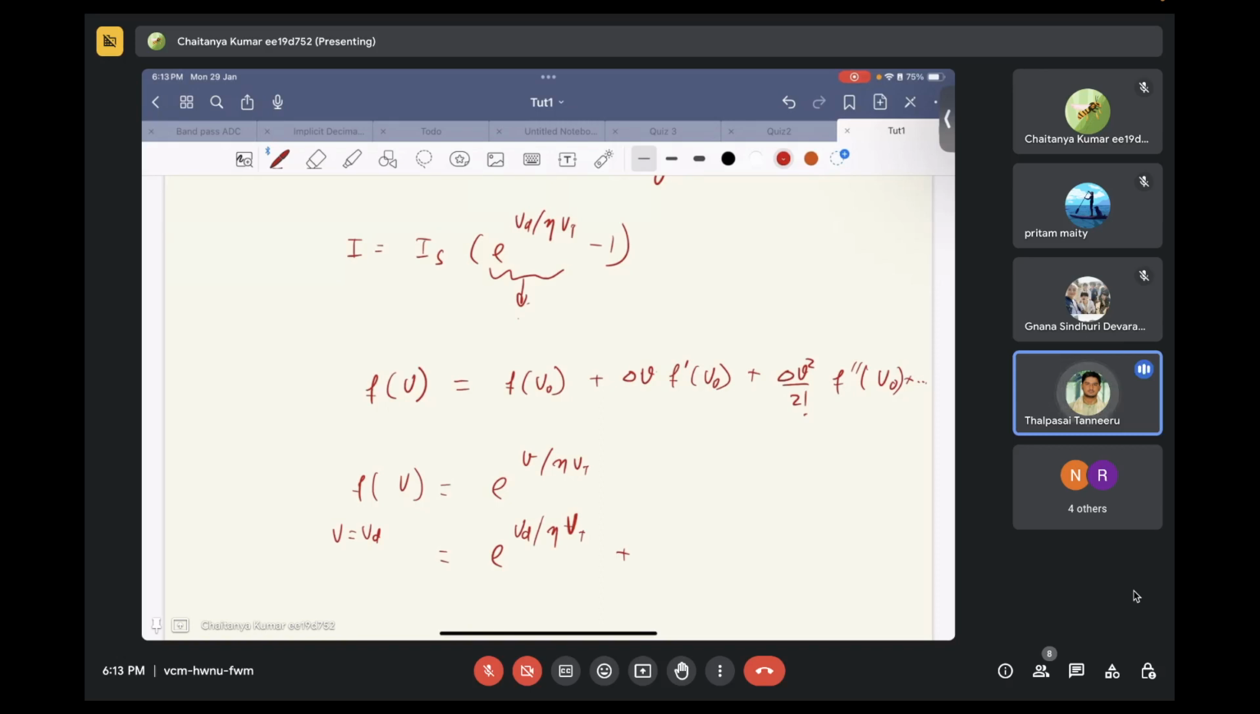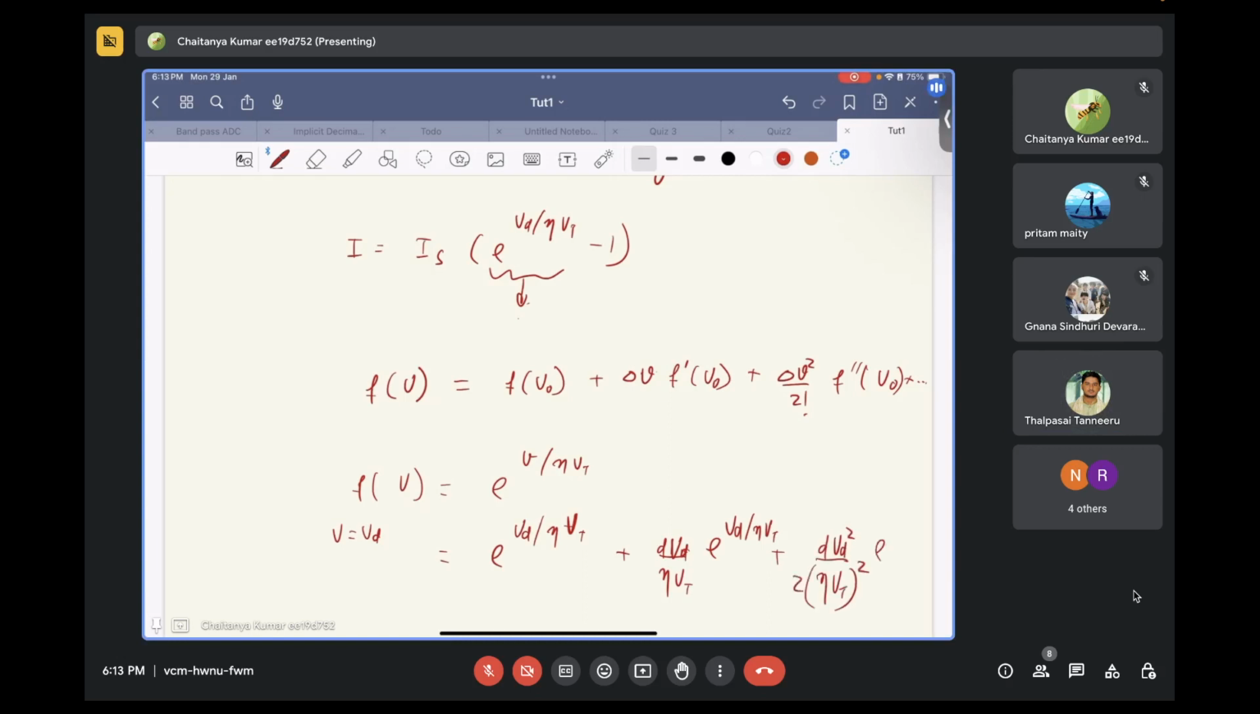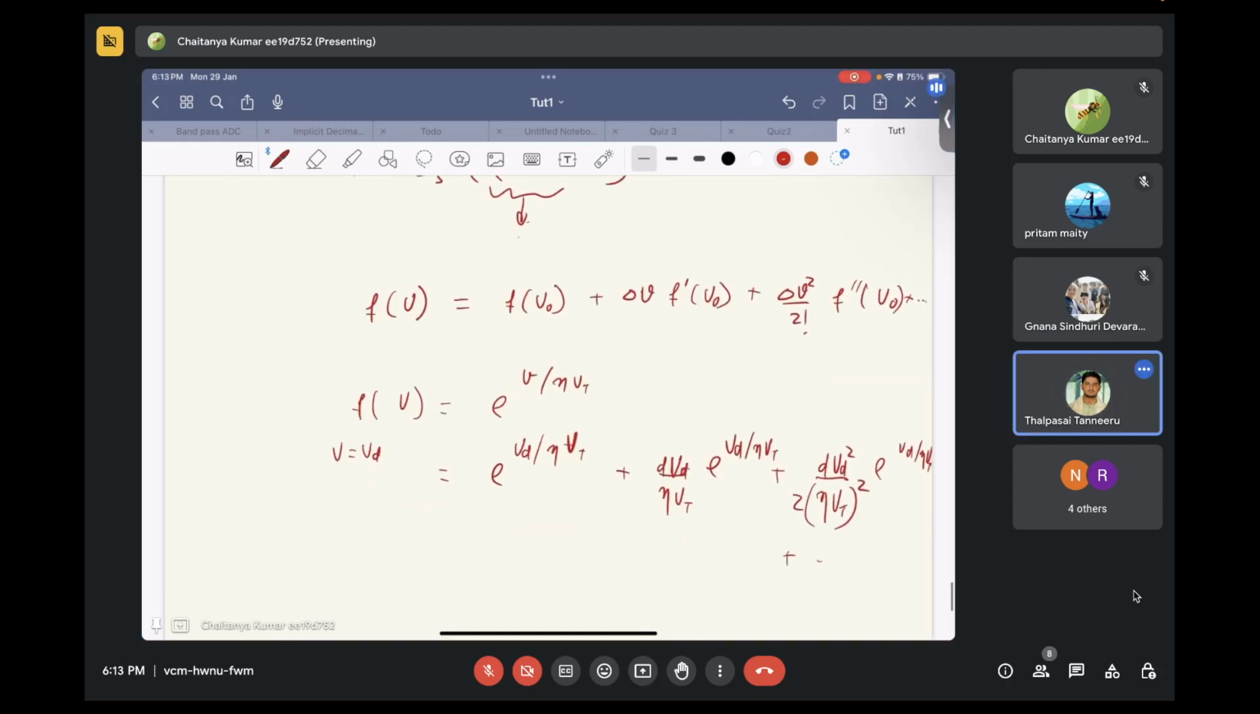1 by eta Vt, times e to the power Vd by eta Vt. And here we have some delta dVd. Plus the second derivative will be dVd square divided by (eta Vt) whole square times 2, into e to the power Vd by eta Vt. And so on. Then there will be a cube term, then a power 4 term. These things will keep on happening.